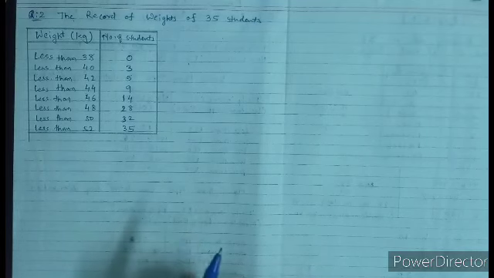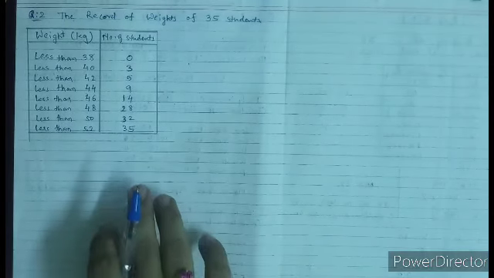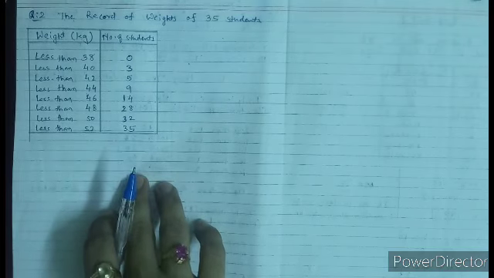Now let us move on to the question number 2. In this question we have to form less than type of curve, and from the graph we have to obtain median. Let us understand how to obtain the median from the graph. Here is the data of question number 2. The question is, during the medical checkup of 35 students of a class, their weights are recorded.